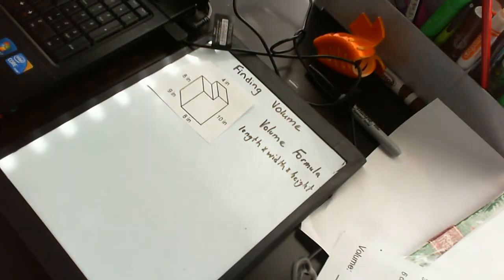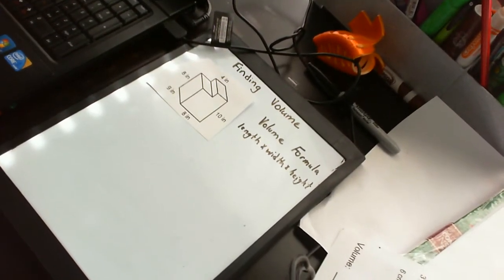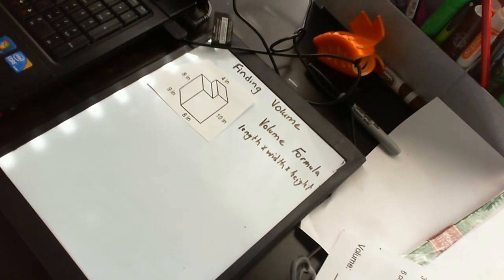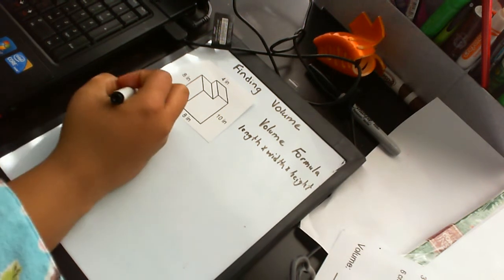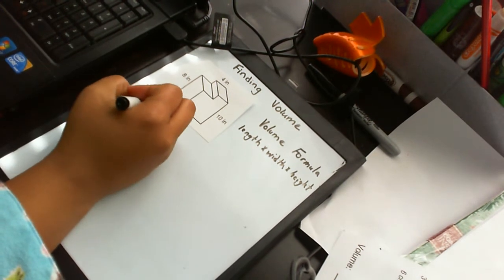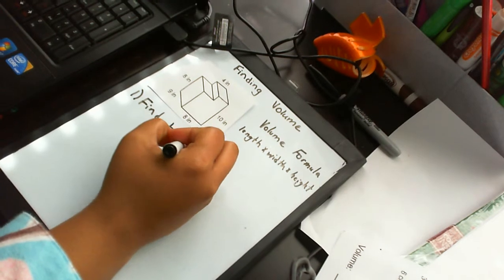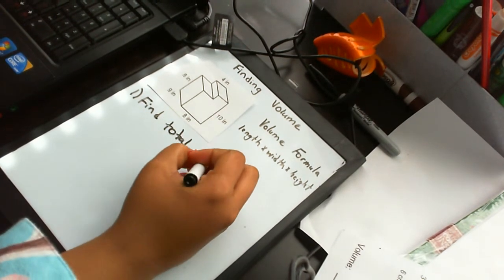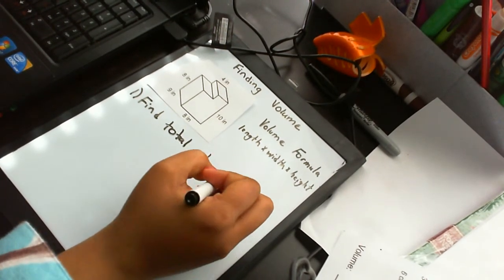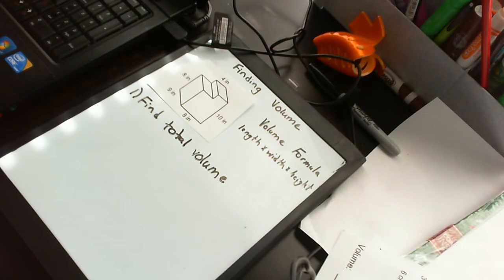So this week we're going to be finding the volume of rectangular prisms. The difference is that these rectangular prisms in particular are missing part of the shape. So step 1 is to find the volume of the total shape. We're going to ignore the part that is missing.